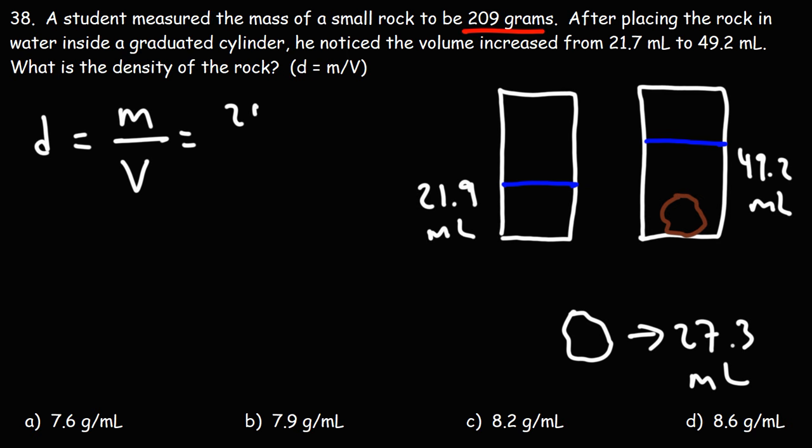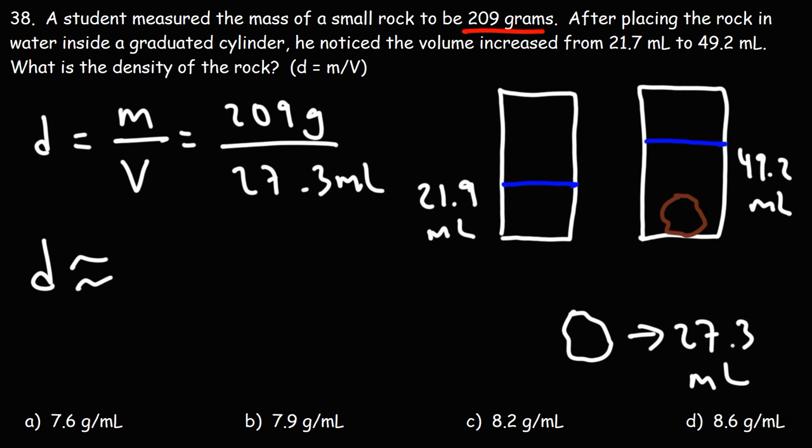So we know the mass of the rock is 209 grams, and the volume of the rock is 27.3 milliliters. We could do long division, but I'm going to use a calculator for this. 209 divided by 27.3, that gives us a density of approximately 7.6557 grams per milliliter.